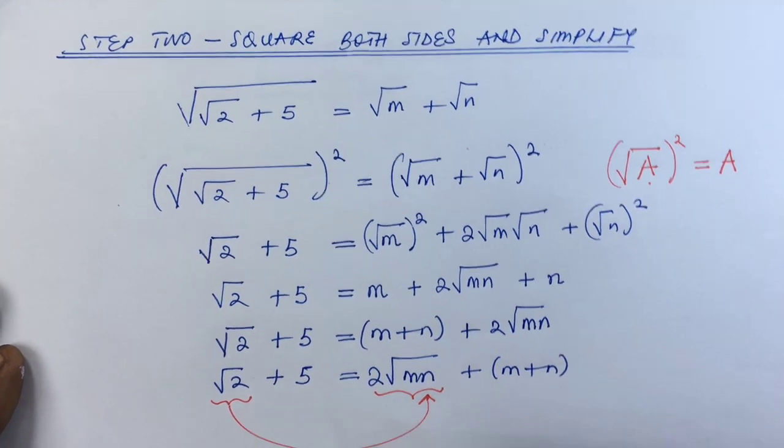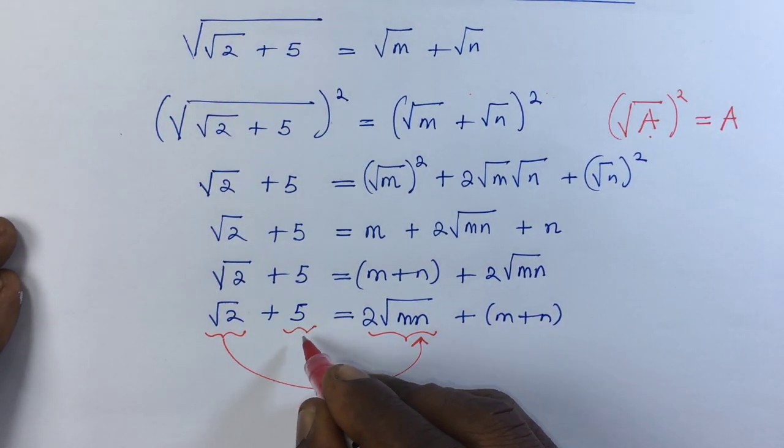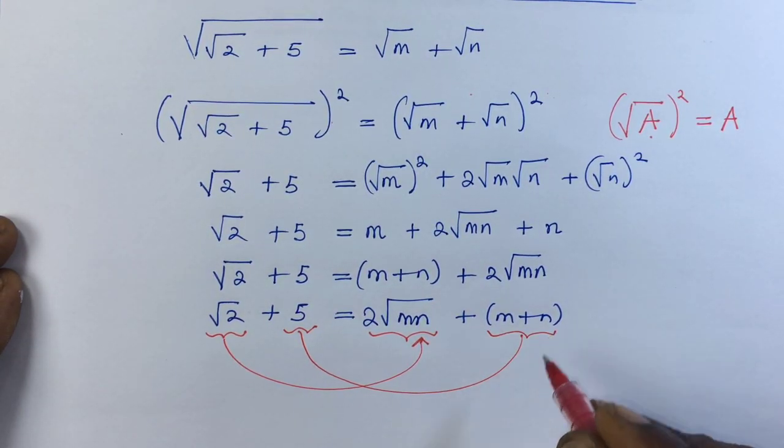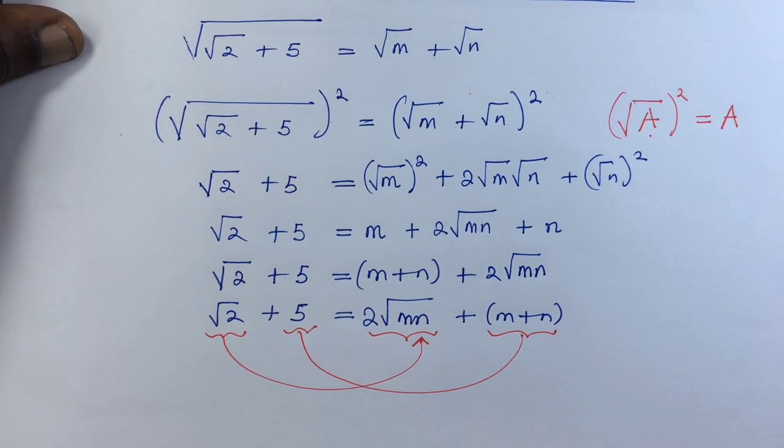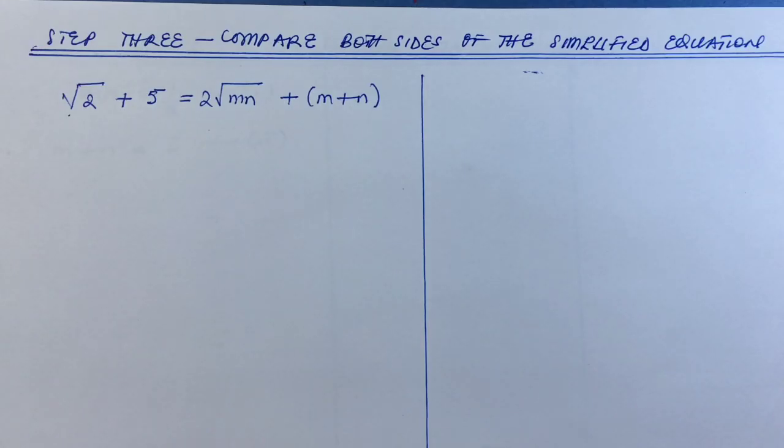Okay, and notice this. So that concludes this step. So let's move over to step 3. In step 3, we are going to be comparing both sides of the simplified equation we got in step 2.